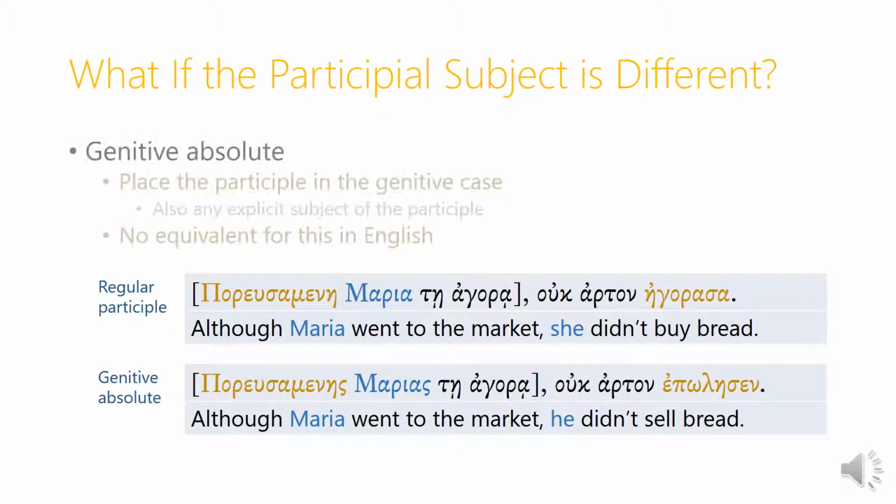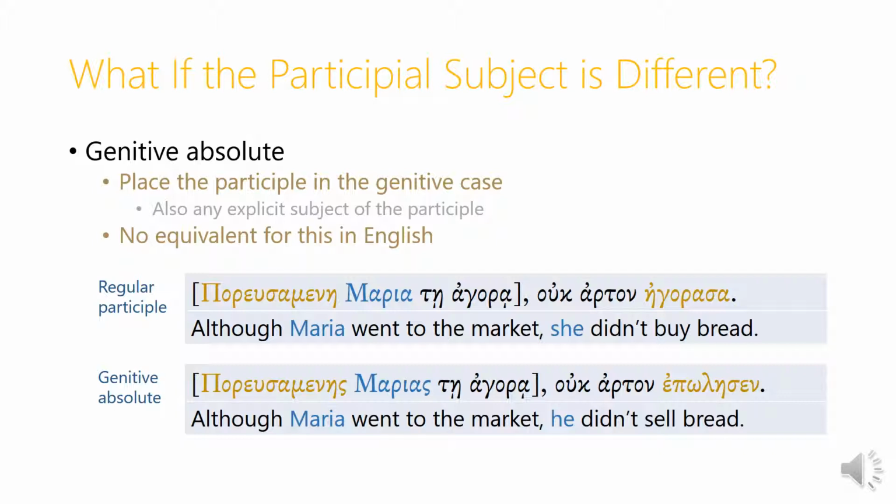Let's look at another example here. First of all, we'll look at a sentence that uses a regular nominative participle, and then we'll look at a similar sentence with a genitive absolute. So we might read, Porusamene Maria te agora, uk arton egorasa. And this would be a concessive adverbial participle.